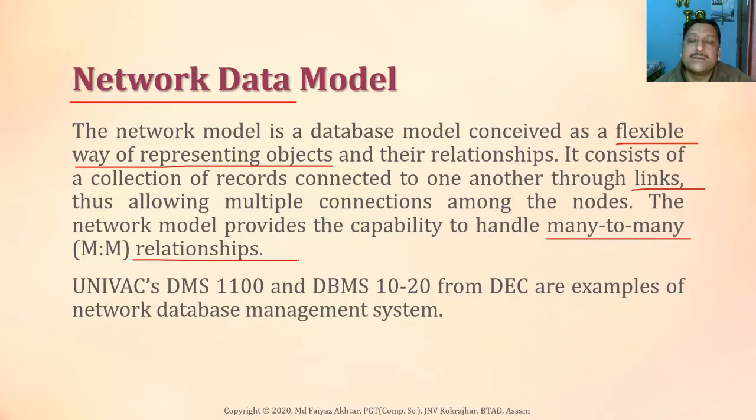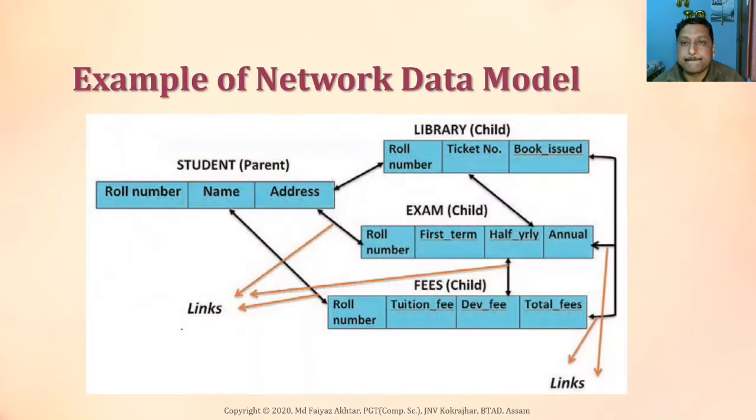Further advancement, updation is done here in the network model. It supports many-to-many relationships. In the hierarchical model, one-to-many relationships can be established only, but here many-to-many relationships can be established. Examples are like this: UNIVAC DMS 1100 and DBMS 1020 from DEC are examples of network database management systems. And this is the example of a network data model.